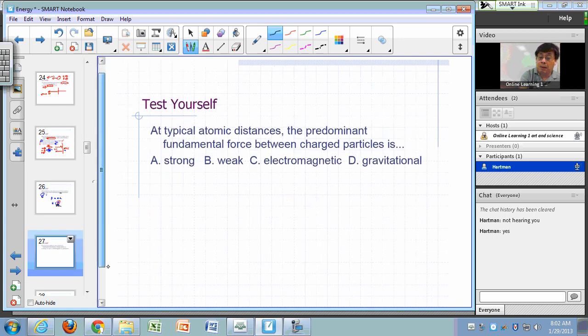Okay. At typical atomic distances, the predominant fundamental force between charged particles is A, strong, B, weak, C, electromagnetic, or D, gravitational. In fact, this was the last thing we talked about last time.